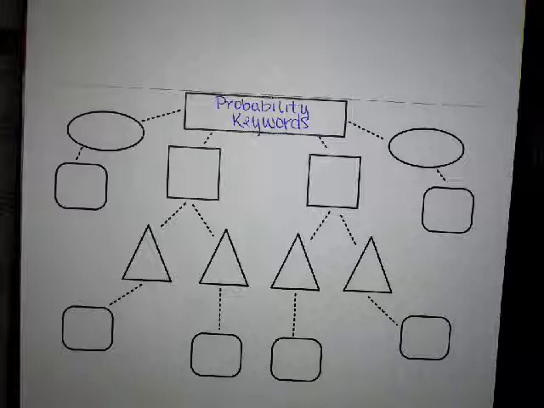All right, so first set of keywords would be words that tell us we're looking at the probability something does not happen. So, does not happen.